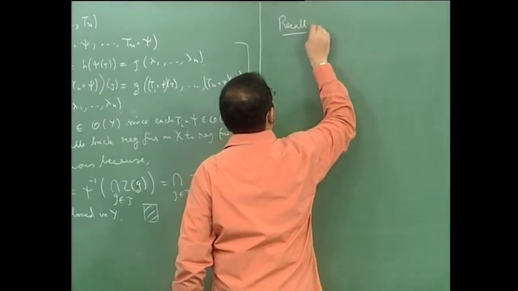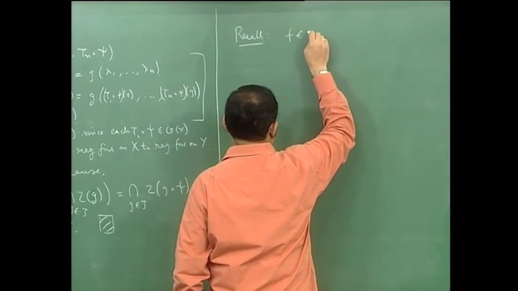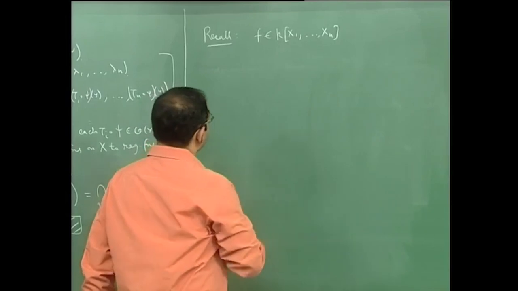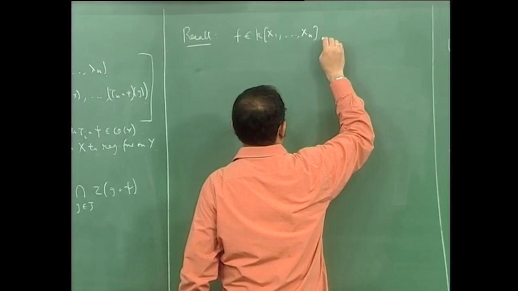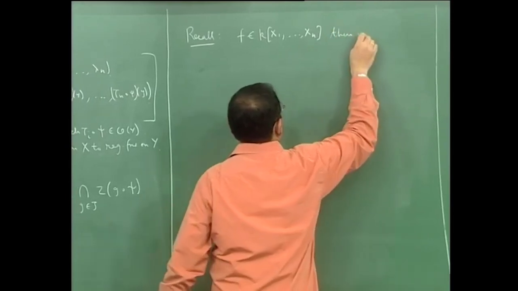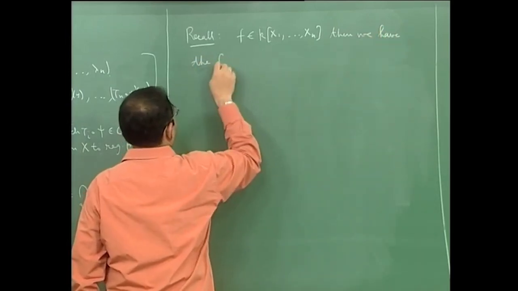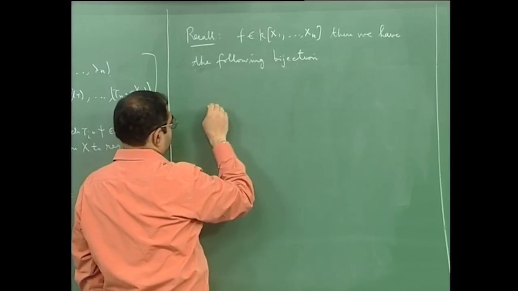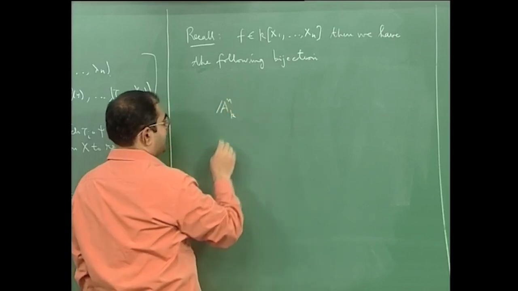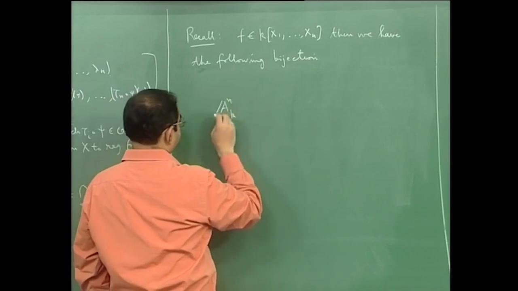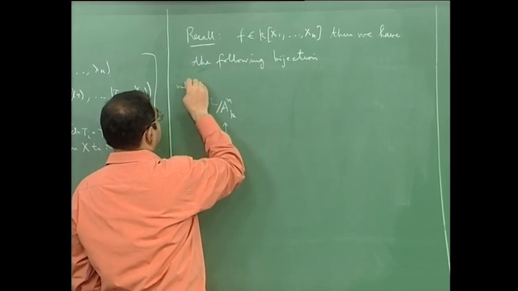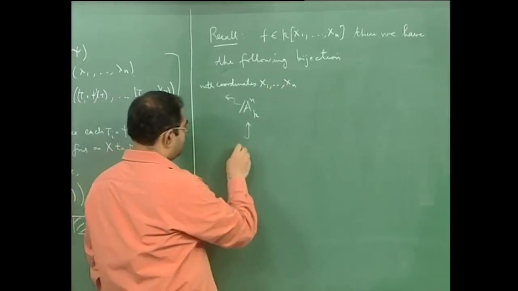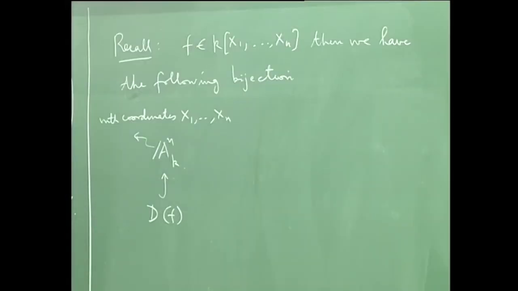So if you recall, if you have f in the polynomial ring k[x1 through xn], then we have the following bijection. So you see you have A^n, and this is with coordinates x1 through xn, and you had D(f), the basic affine open set defined by f.